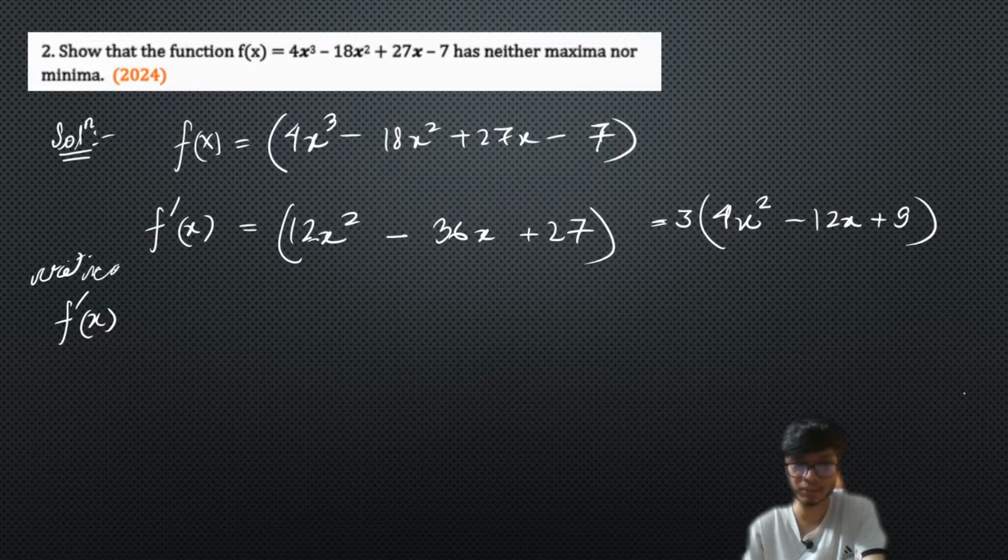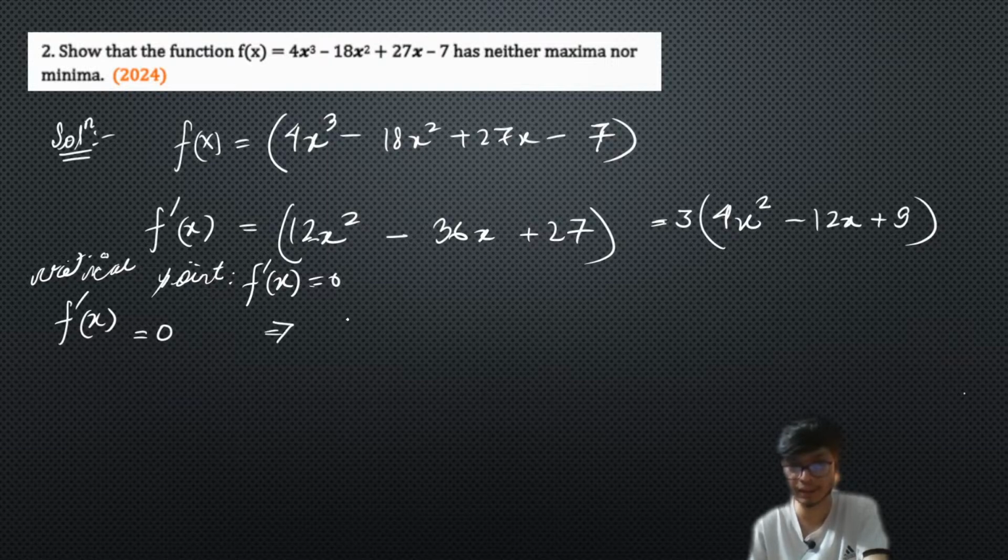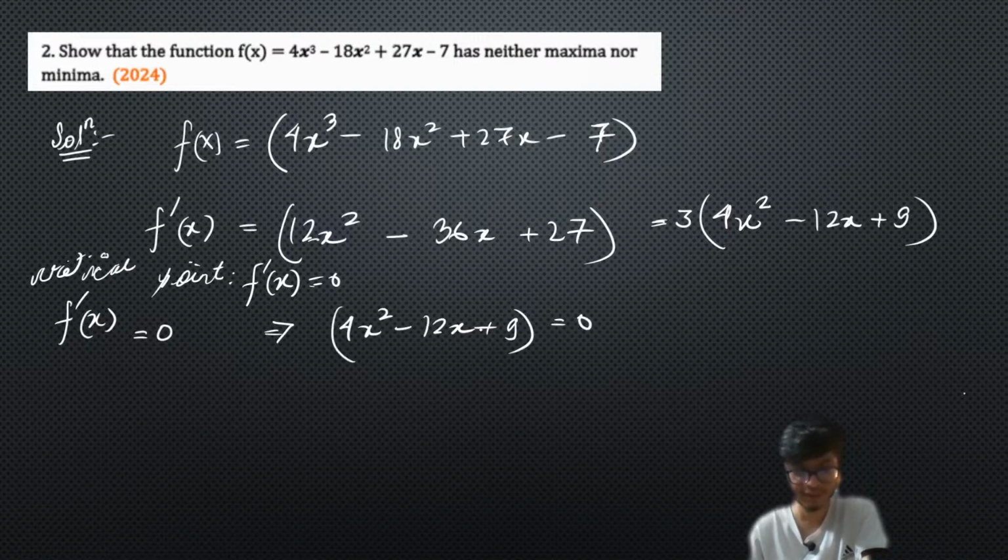Now please make sure that it is a show that question. Okay, so you just mention all the parts clearly and write it. Okay, so critical point is basically the point where I have f dash of x equal to 0, right? So if I set it equal to 0, I will get 4x square minus 12x plus 9 equal to 0, right? Now this is simply a quadratic equation. You just need to solve this quadratic equation in order to get the roots, right?